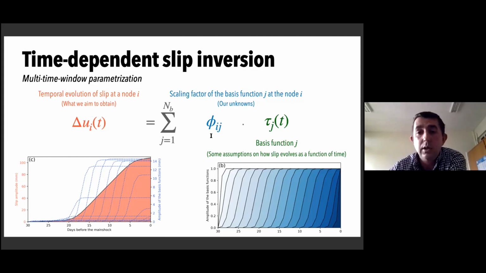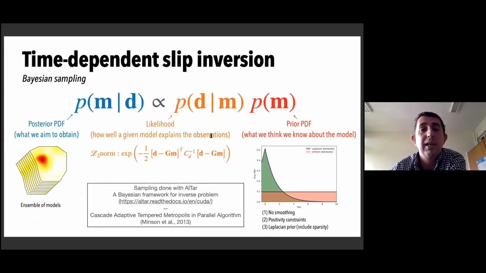So now, let's also talk a little bit about the Bayesian sampling. In order to find the values that these parameters, or this scaling, should take, we're using Bayesian sampling. Bayesian sampling has the advantage that instead of giving us just one optimal model, or one best model, it gives us an ensemble of models, an ensemble that we call the posterior PDF. And this is what we aim to obtain. From Bayes' theorem, this posterior PDF can be expressed as the likelihood times the prior PDF.